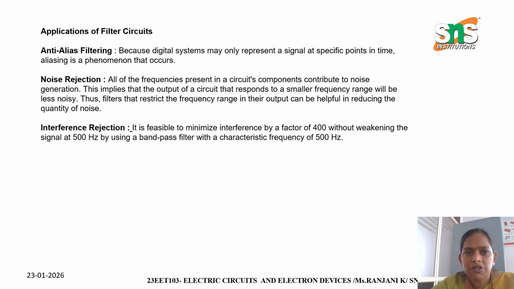Next is the application of filter circuits, which is anti-aliasing filtering. Because a digital system represents a signal at specific points in time, aliasing is a phenomenon that occurs. And noise rejection. All frequencies present in circuit components contribute to noise generation, and a smaller frequency range will be less noisy. And interference rejection is minimum interference by a factor of 400 without weakening the signal at 500 hertz.